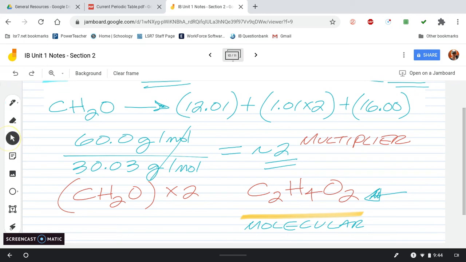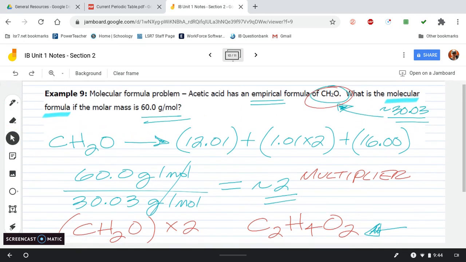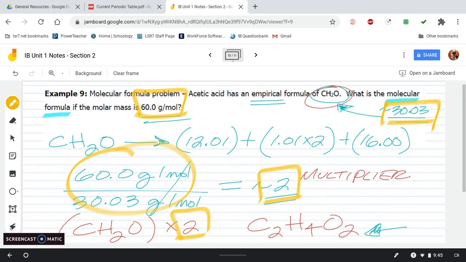Just to sum up, you are given or have to find the empirical. Once you have the small formula, you figure out how much it weighs, and that's what we did here. Then you compare how much the small one weighs to how much the mystery one weighs. The mystery one weighs 60. Then you divide them like we did here. 60 divided by 30 gives us our multiplier of 2. And then you just multiply your original formula, your empirical, by 2. So molecular is usually pretty straightforward if they give you a problem where it's easy.